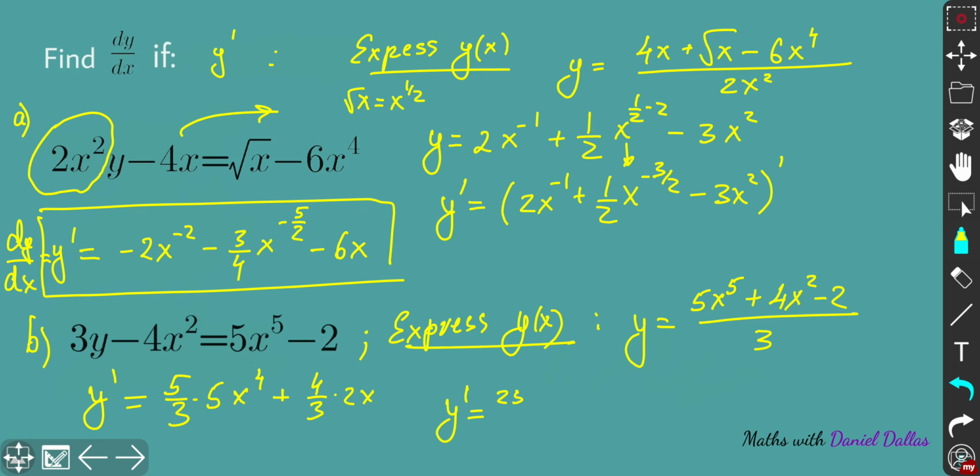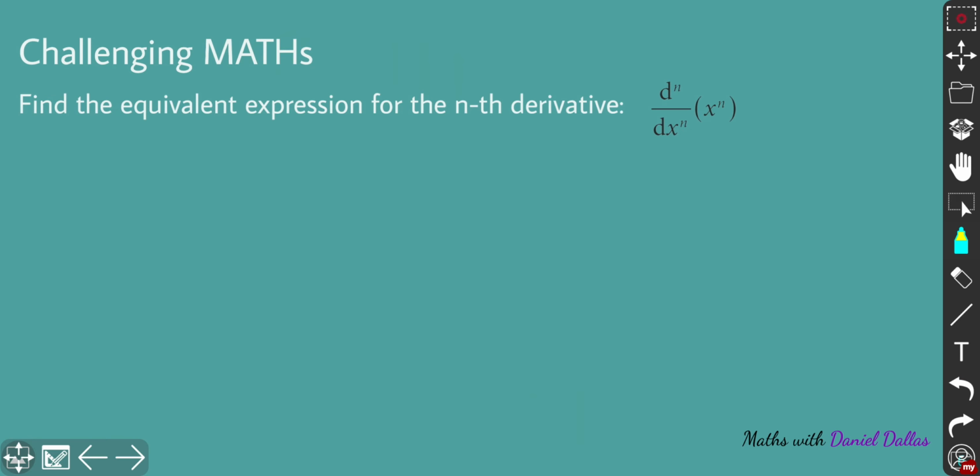It's going to be 25 over 3 x to the power 4 plus 8 over 3 x. So that's the final solution. All right, it's done with that.